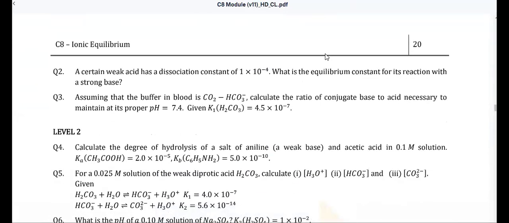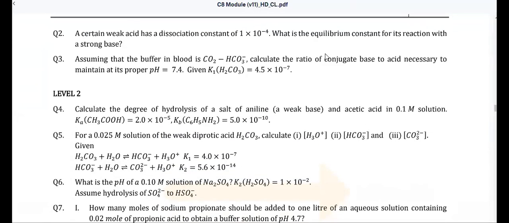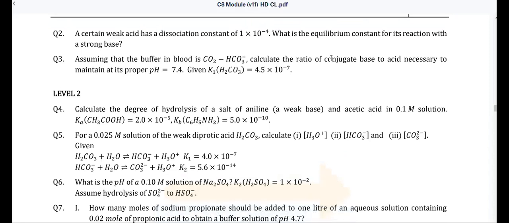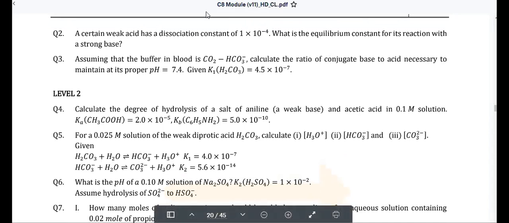Now question number 2 to 7. Anyone have any doubt? Guys, please ask. Question number 2 to 7. Anyone have any doubt? Okay, let's see question number 2.